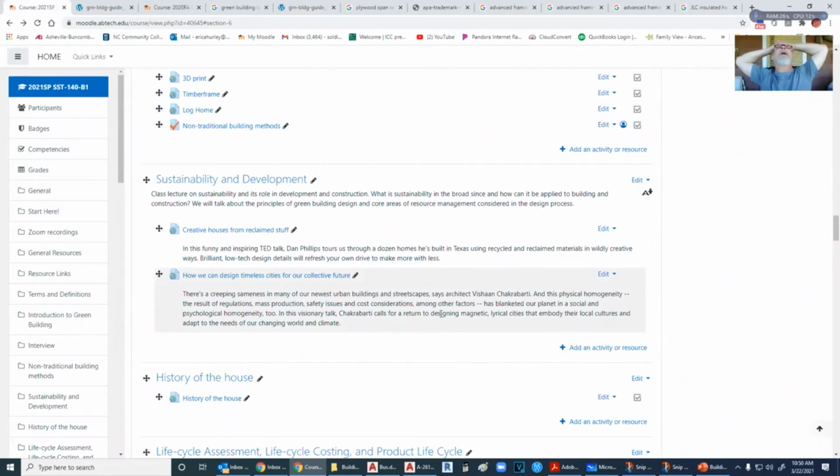All right, any questions about advanced framing? Anybody think of anything that I have forgotten? I think I've covered it all.